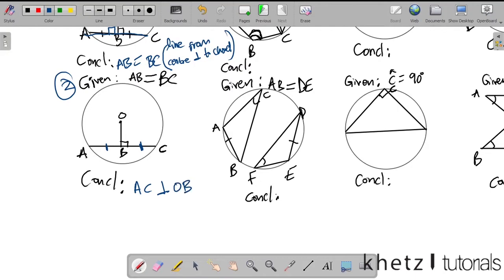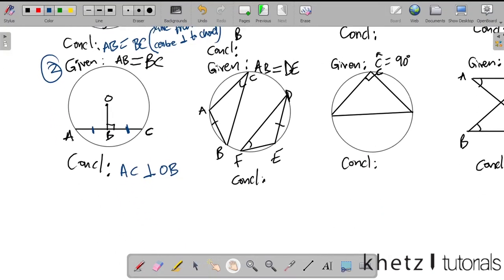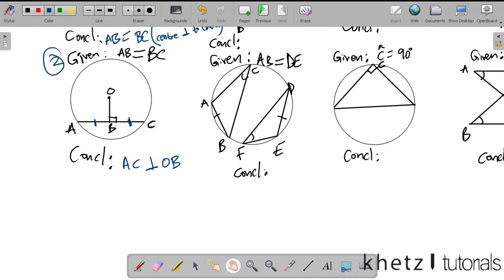So in the first one, we're given that AC is perpendicular to OB, and we concluded that AB is equal to BC. But now we're given the conclusion of the first one, which is that AB is equal to BC, which means we can conclude that AC is perpendicular to OB. And I also have to provide a reason in this case. The reason is line from center to midpoint of chord. Right, and that is the reason associated with that.